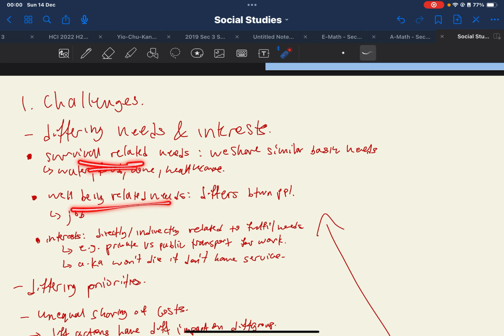What are survival-related needs, okay? For example, it's like the basic needs like water, food, home and healthcare, basically your house and everything. Basically, you need this for survival. If you don't have this, you'll die. Like physically die, not mentally, physically, okay? Well-being related needs is more about mental, okay?